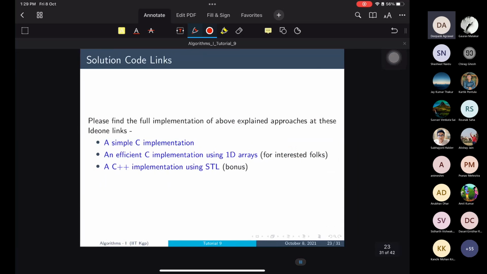The implementations are available at these particular links, so you can go through them at your leisure. I have also included an implementation in C++ using STL, so if someone is interested, they can have a look.